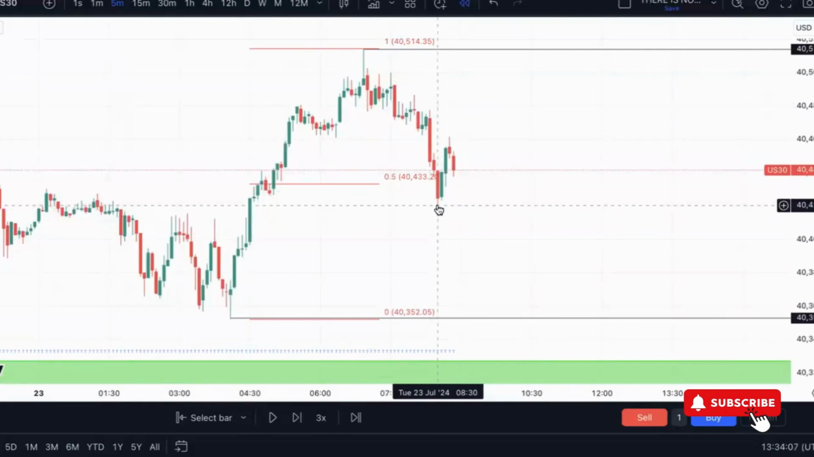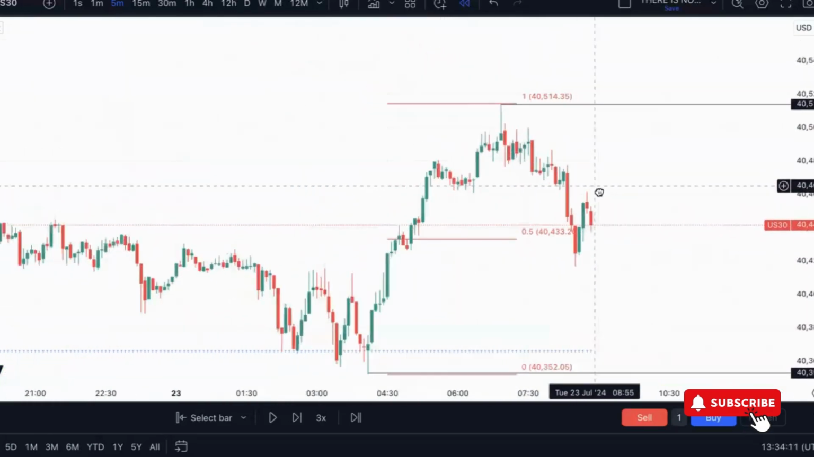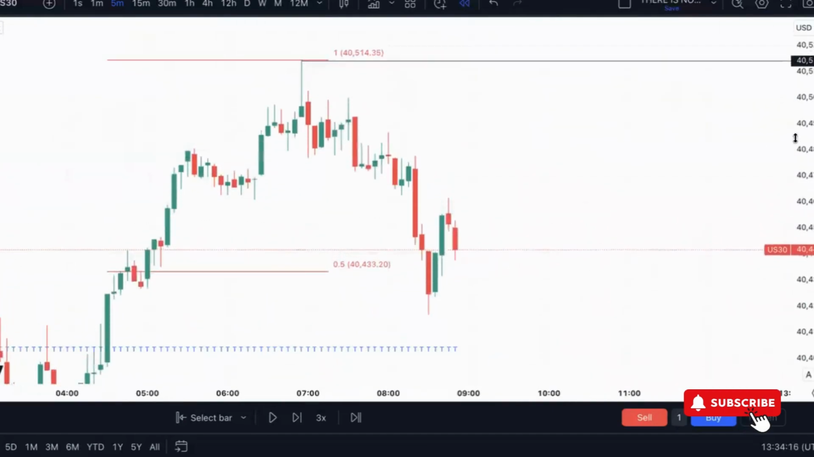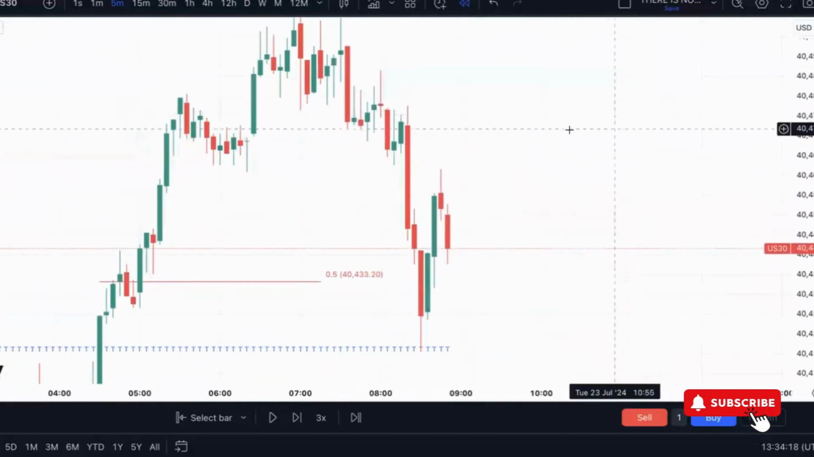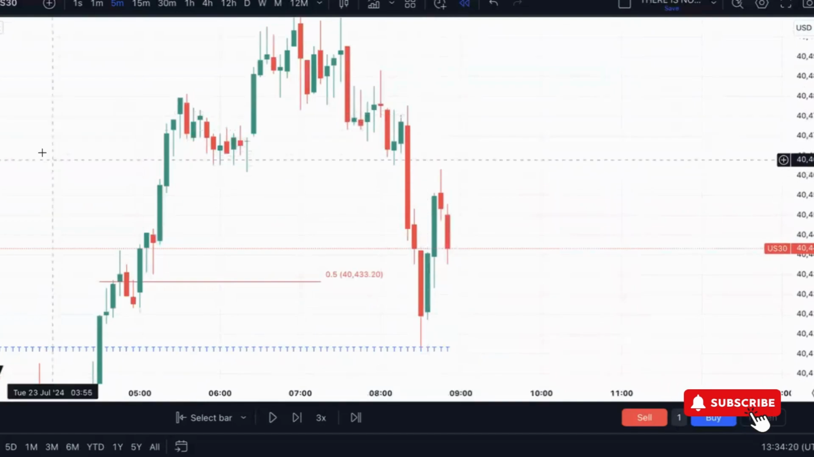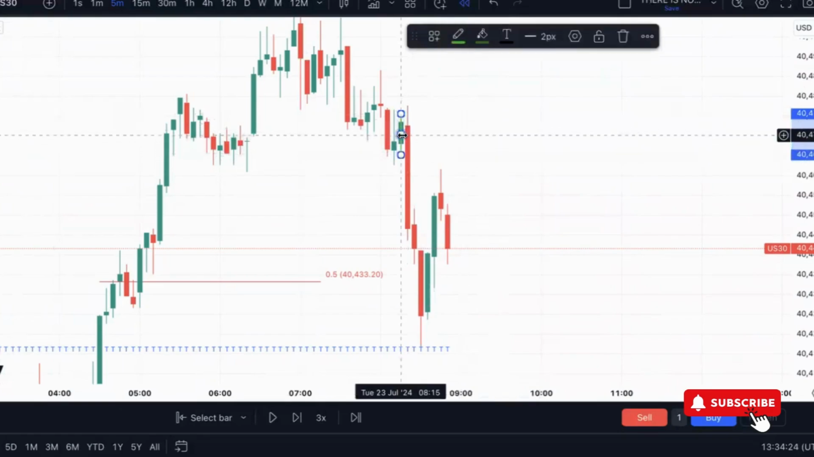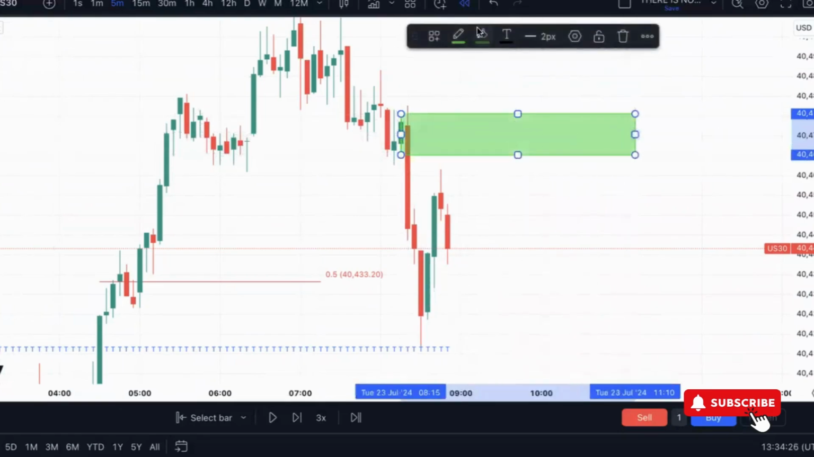Because price is in a discount, what I was doing was waiting for price to climb back up into premium. Now, while price is in discount, I'm looking in premium for an area of interest. Here we have a candle that obviously broke structure, and the candle above it is going to be my order block, and this is where I'm going to take a sell opportunity.